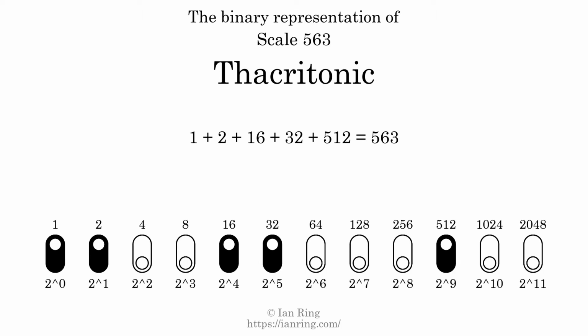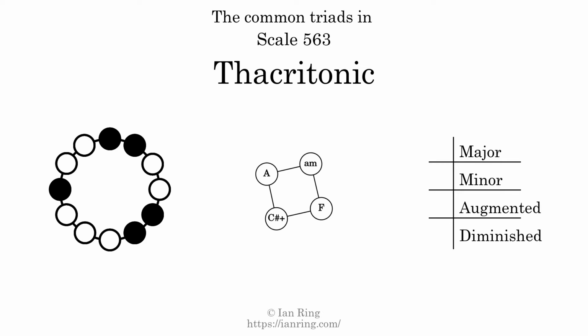The scale number not only enumerates the scale with a unique index, but it also literally describes the tonal content of the scale. Represented as a binary number in base 2, the scale number is 001000110011. Here are the common triads present in this scale.